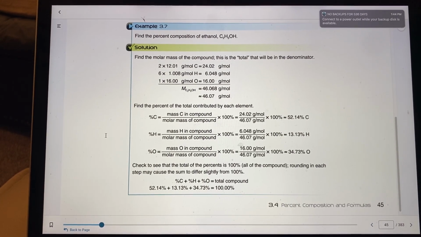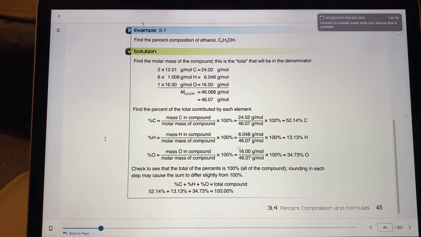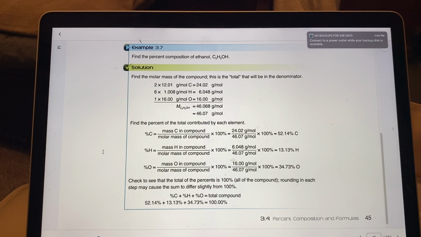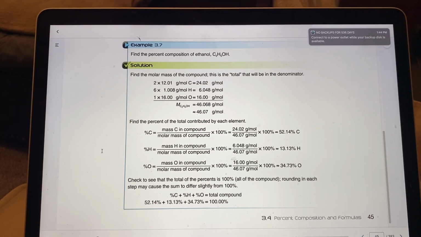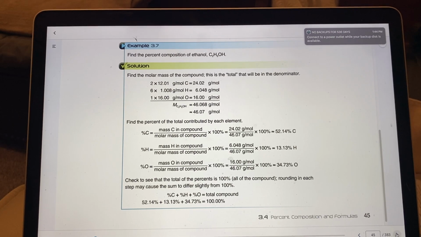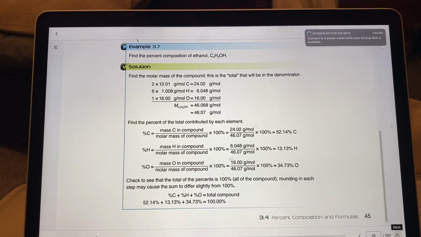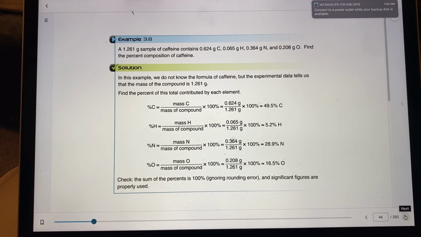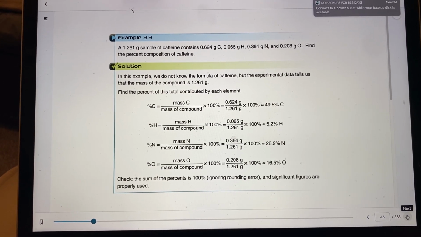We're finding the percent composition of all the different parts of ethanol there, right here at the top, C2H6O. Okay. So it wasn't too hard. We just go step by step. So this is another example to find percent.